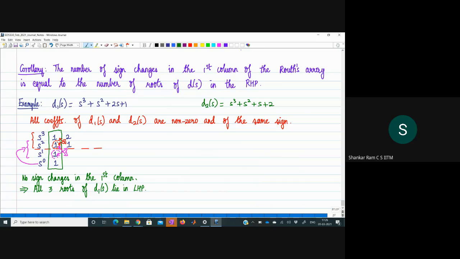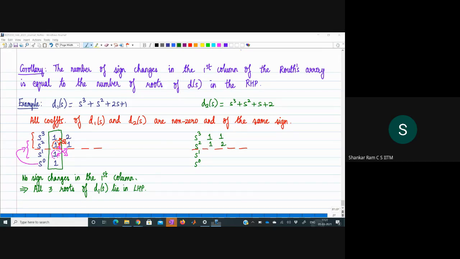So now let's do the same thing for D2 of s. Once again, we construct the Routh array. We have s cube, s square, s power 1, s power 0. We take the first two rows. We fill with the coefficients of the polynomial. Coefficients are 1, 1, 1, and 2. Right? So please stop me if there are any questions. But I hope this exercise is clear.